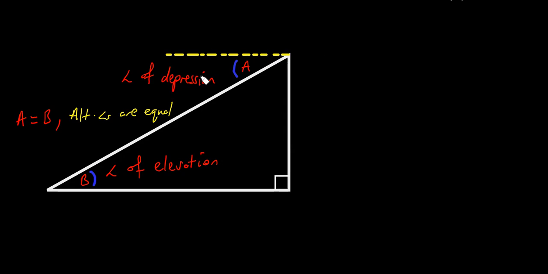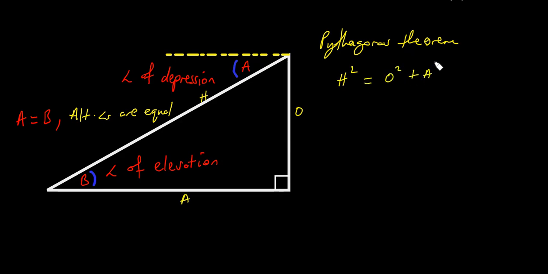But now, what are we going to be applying in this type of section? We need to use the Pythagoras theorem. If we have our hypotenuse, our opposite, and our adjacent, we say hypotenuse squared is equal to opposite squared plus adjacent squared, so the hypotenuse is equal to the root of opposite squared plus adjacent squared.